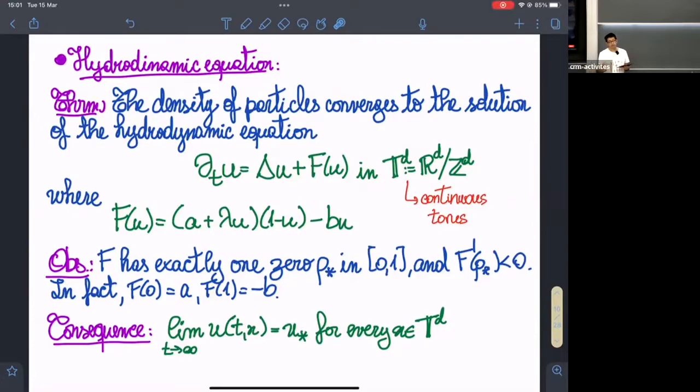in this torus. And usually what you find out is that when interactions are local, what turns out to appear in the limit is a PDE. So the density of particles is a solution of a partial differential equation. This is indeed the case for the reaction diffusion model. And the equation that appears is the reaction diffusion equation.